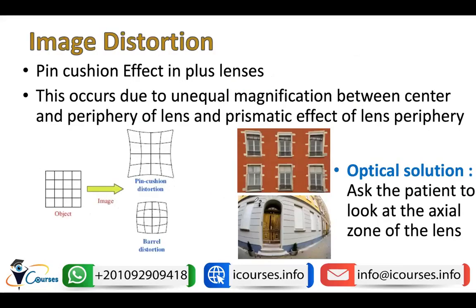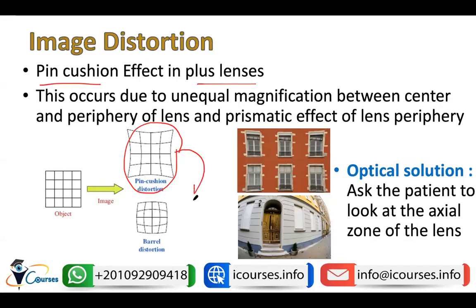As we mentioned, there are some side effects of the spectacles. For example, there is some distortion due to the prismatic effect of the lens periphery, like the pincushion effect in the plus lens. This pincushion effect of the plus lens will increase the magnification, and this occurs due to the unequal magnification between the center and the periphery of the lens.